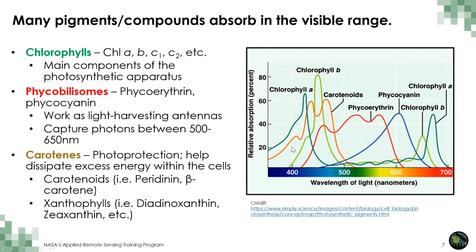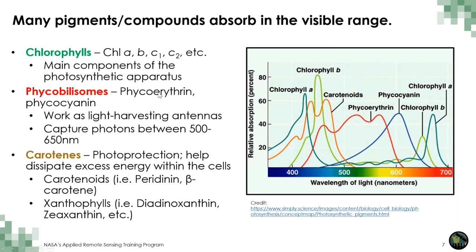On the right, we see a graph where some of these pigments absorb. You see that the chlorophylls in particular usually absorb in the blue and the red regions of the spectrum. This is why, for instance, most plants are green.